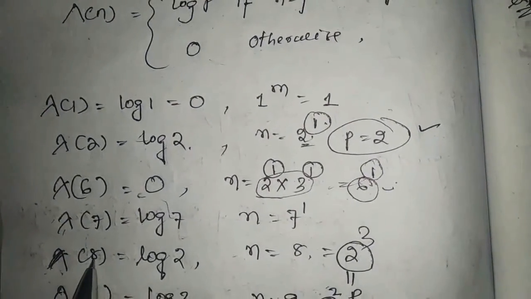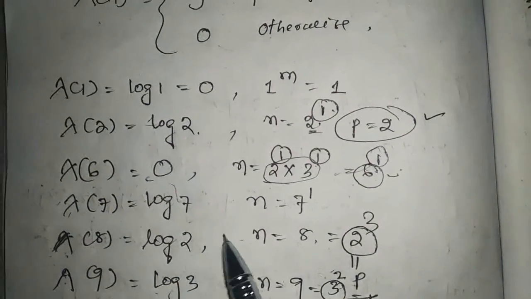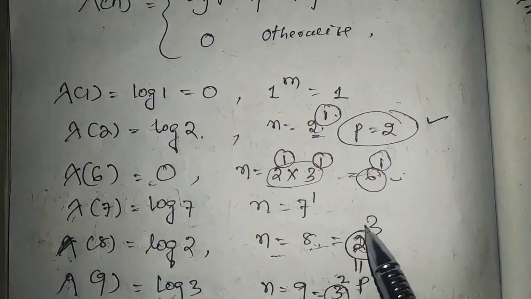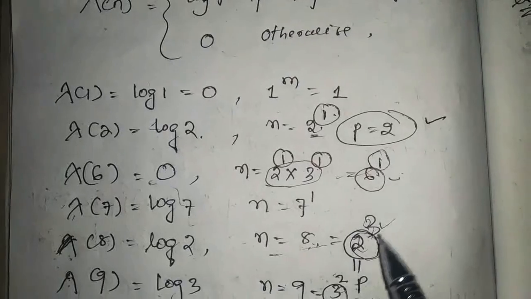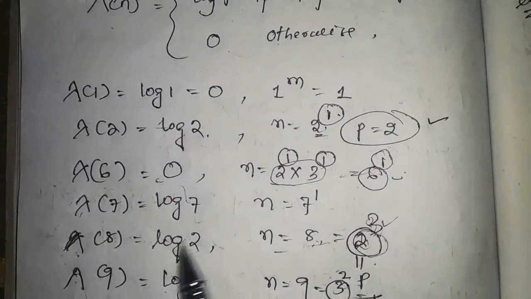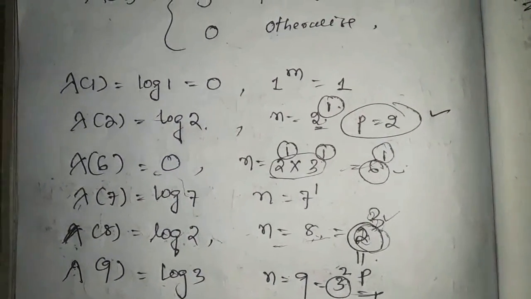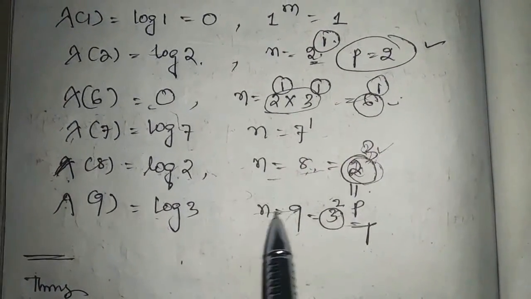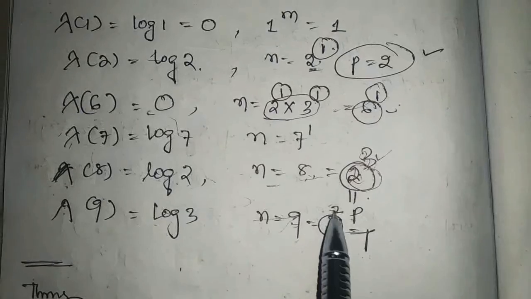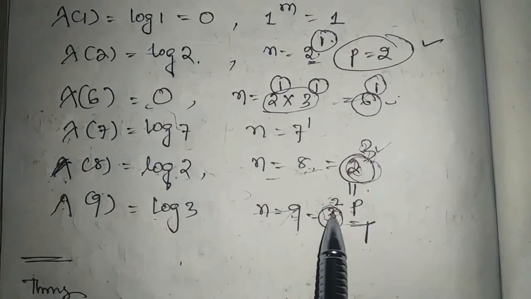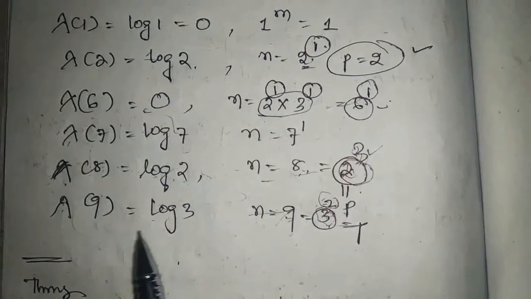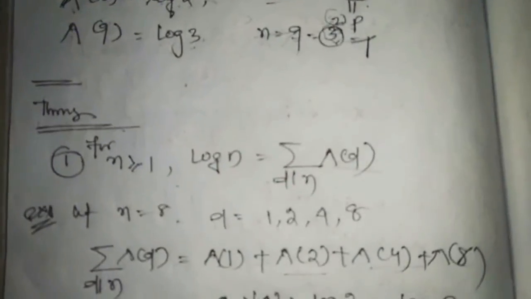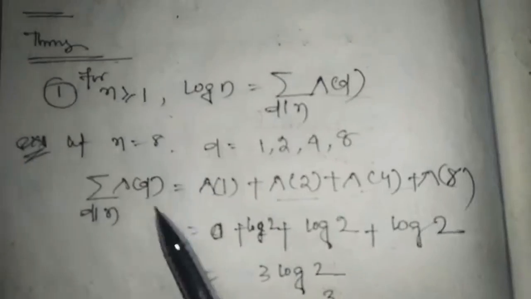Now lambda 8 is equal to log 2. This is because n is equal to 8. 8 can be written as 2 to the power 3, and 2 is the prime and 3 is the m. Here p is 2, so this gives log 2. Similarly, lambda 9: n is 9. 9 is 3 to the power 2, where here p is 3 and 2 is the m, so we get log p. Here are some results on the Mangoldt function.